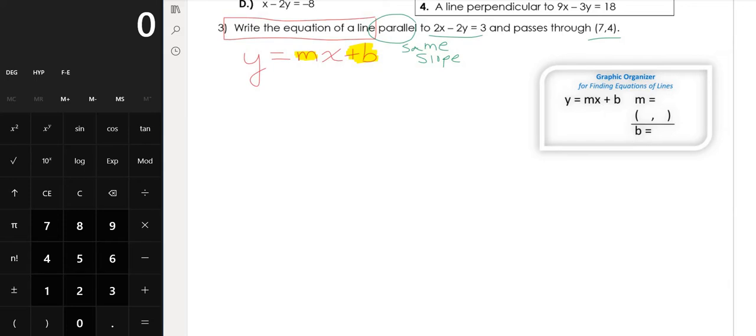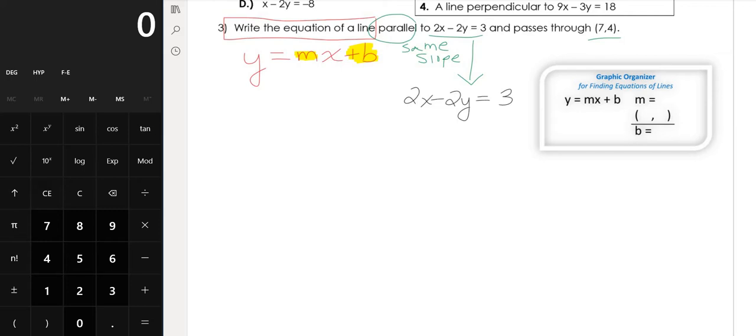First thing I want you to notice is that if they're giving you a line that they want you to write something parallel or perpendicular to, you better put that line in y equals form, because otherwise you don't know what the slope is. It's all jumbled in there. So I'm going to put 2x minus 2y equals 3 in y equals form so that I can tell what the slope is.